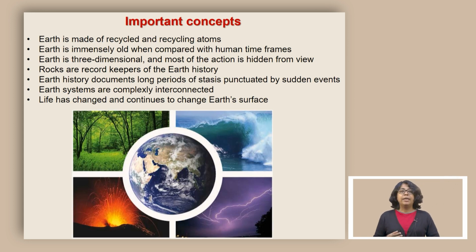All kinds of natural things such as rocks, minerals and fossils, all of them actually found in rock, are the record keepers of Earth's history, and if we know how, we can actually read Earth's history using these records. Earth history documents long periods of no change, that is what stasis means, punctuated by sudden events, and we are going to encounter many examples of this situation.